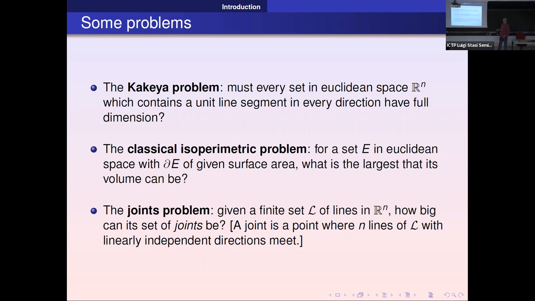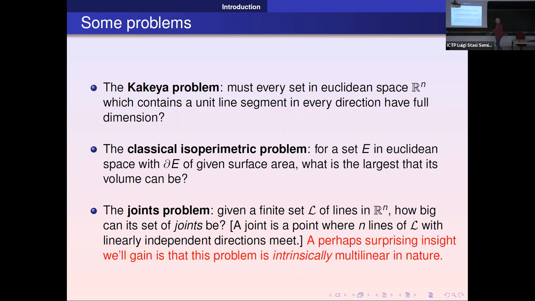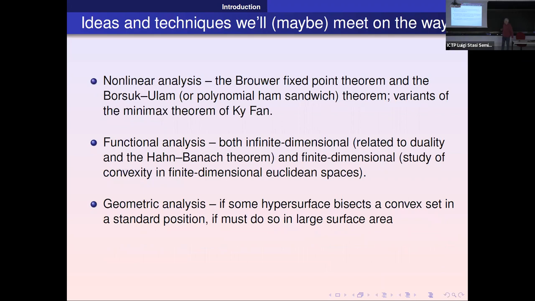So these are the problems I want to focus on. A surprising insight, certainly surprising for me, was that this last problem, this joint problem, is really intrinsically multilinear in nature. It's certainly not apparent from the statement of the problem, but in fact, it really is a multilinear problem. There's no avoiding it.